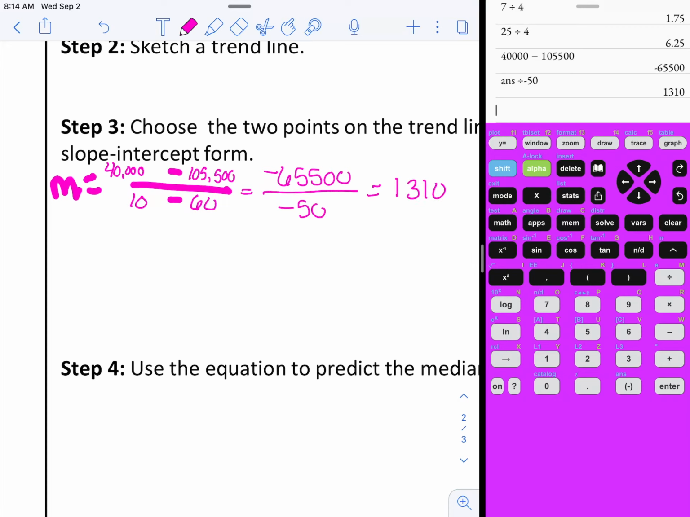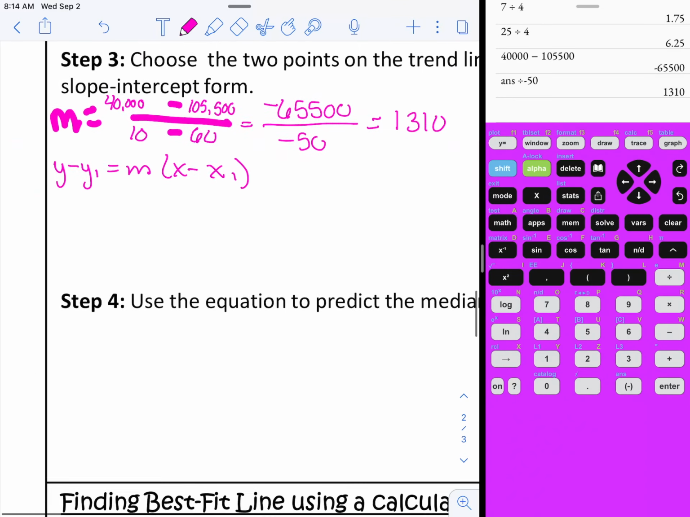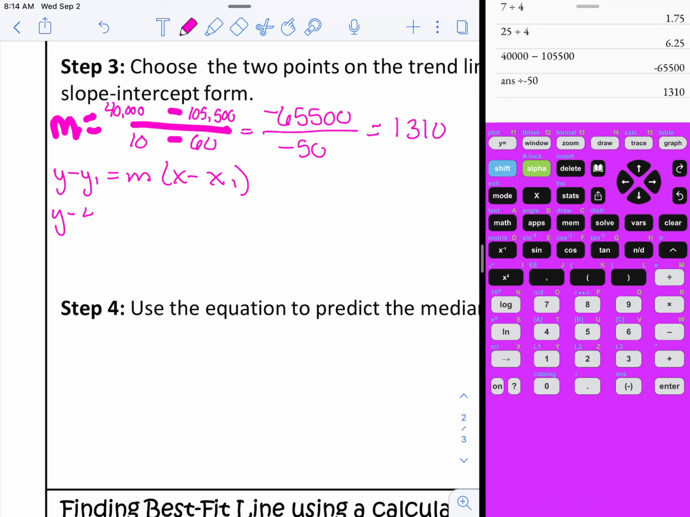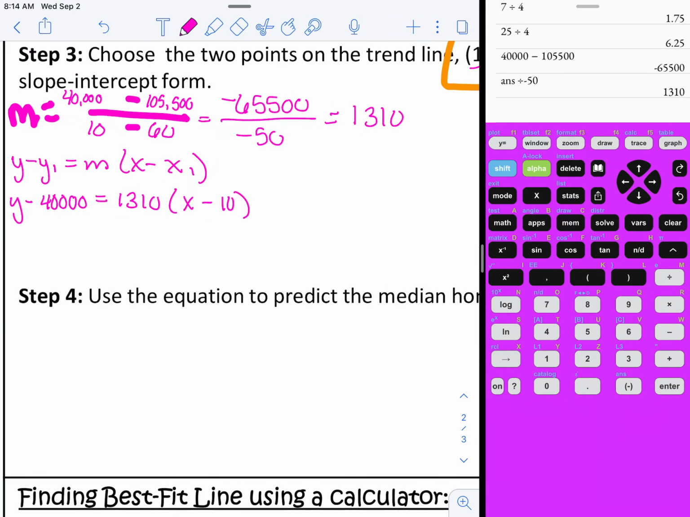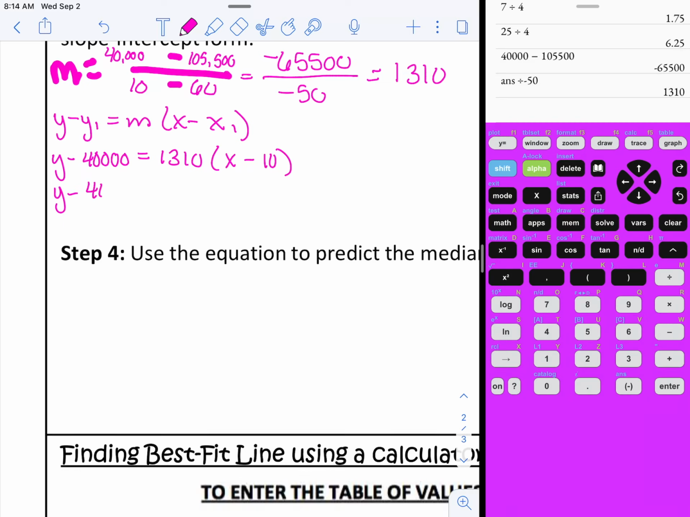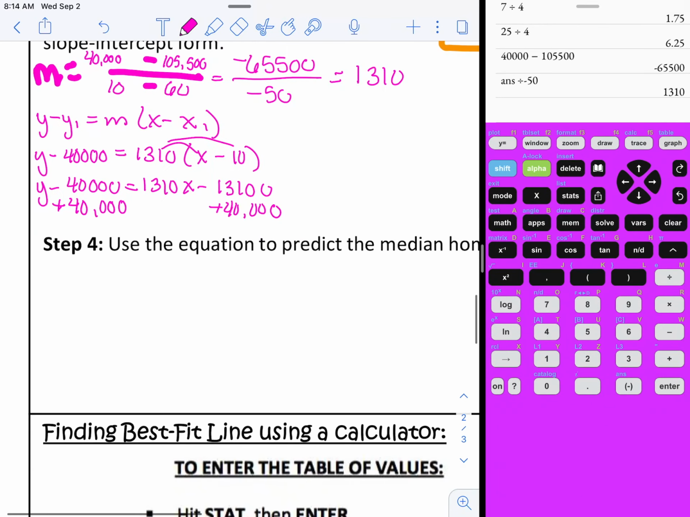So now I'm going to pick a point for y minus y1 equals m times x minus x1. I'm going to pick the first point, 40,000. So y minus 40,000 equals m, which is what I just found, times x minus, what was my x? 10. Now I'm going to distribute, because they want it in slope-intercept form. I distributed like this, like I did in the past notes. Add 40,000.